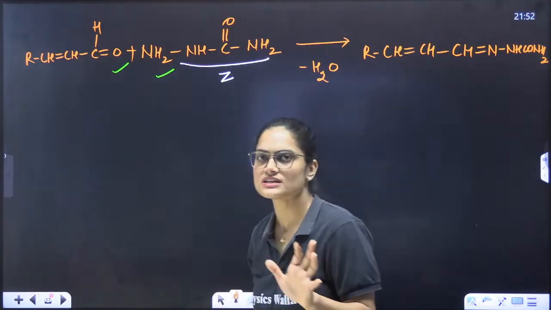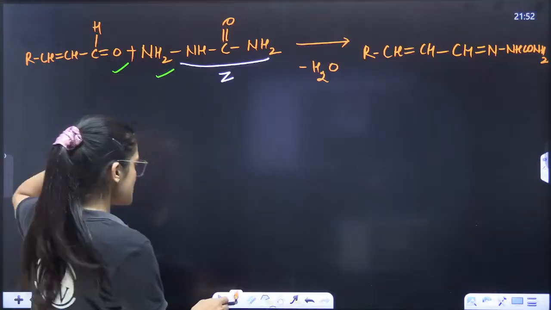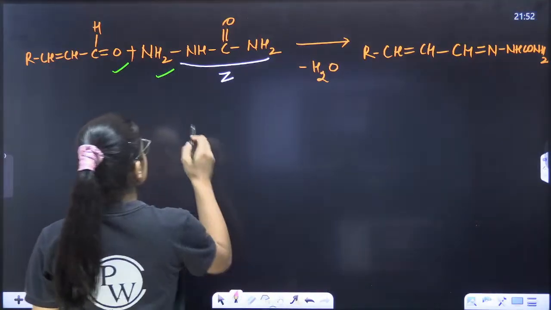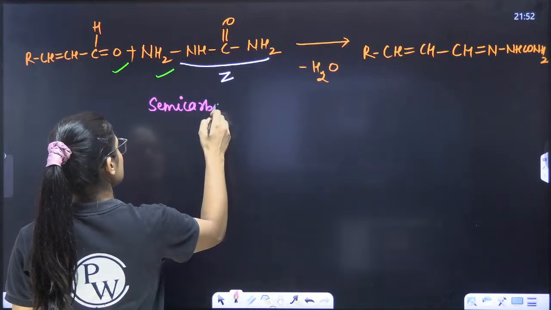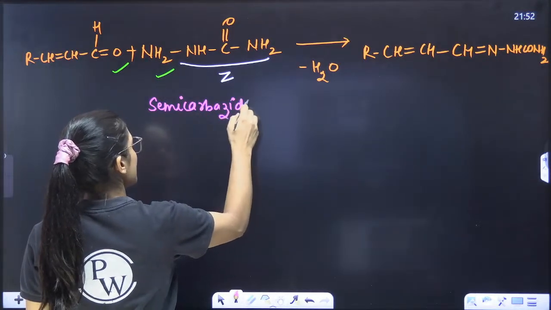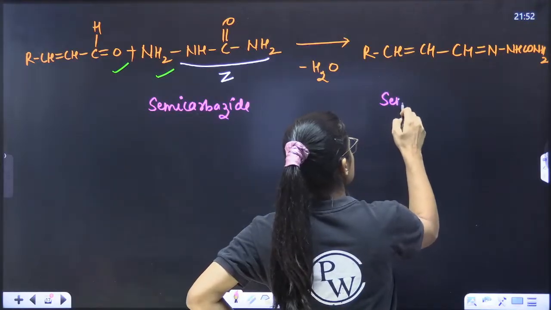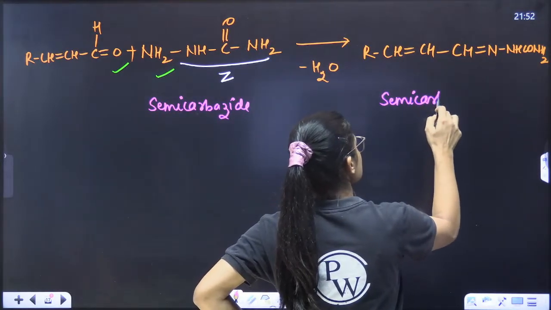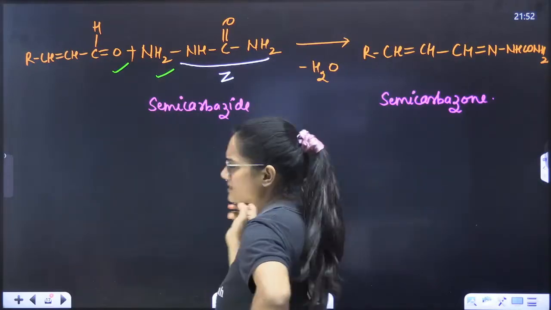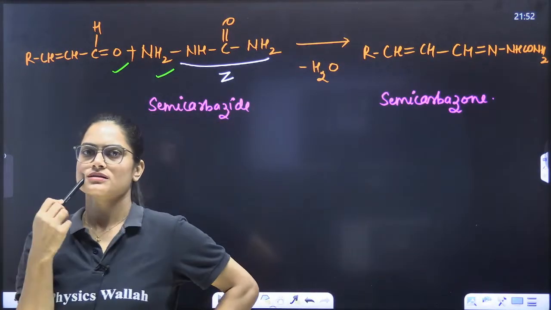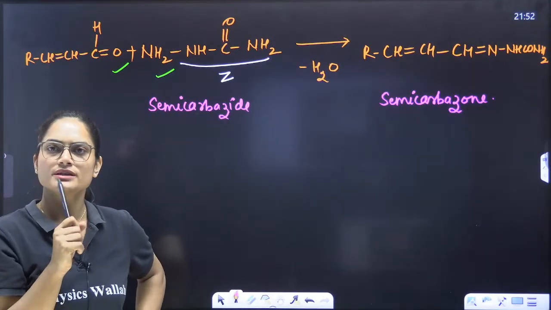I'll give you the reason as well. First of all, tell me if the product I have written is clear. This is semicarbazide. And here semicarbazone is forming. Semicarbazone is forming. Is this clear, guys? Is this clear to everybody?